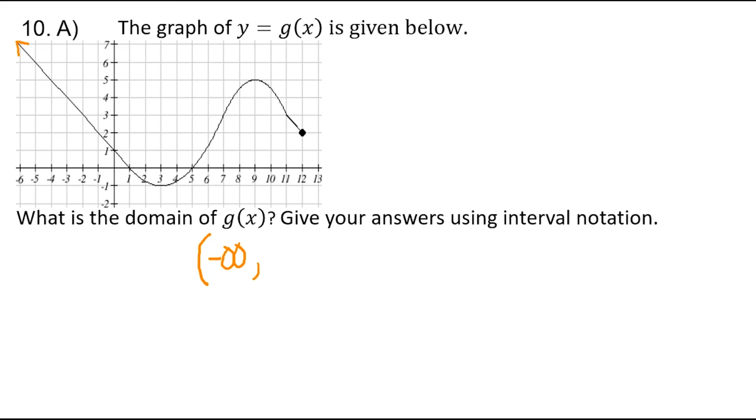This closed-in circle here means that there is an output for 12, but nothing past that, and that's as far as I can go. If you pick a value, for example 13, the graph doesn't have anything there, there's no output. So I can go all the way to negative infinity, but as far as I can go in the opposite direction is up to positive 12, including 12. So this would be our domain of g of x in interval notation here.